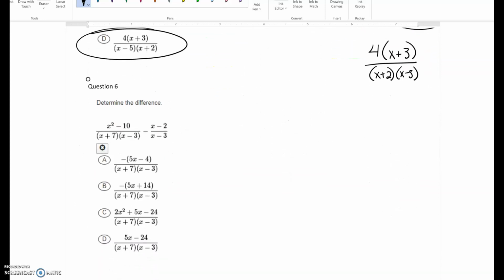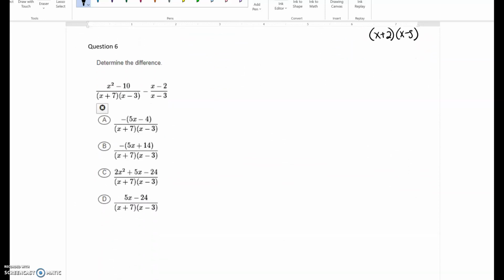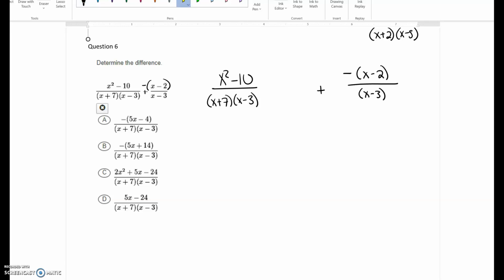Okay, for the difference problem, this one is partially done for you. It's already factored, which is nice. So we've got x squared minus 10 over x plus 7, x minus 3. Change that to plus a negative and put that in parentheses. So we're going to do plus negative x minus 2. Okay, they both have x minus 3. This first one has x plus 7, so this one needs x plus 7.